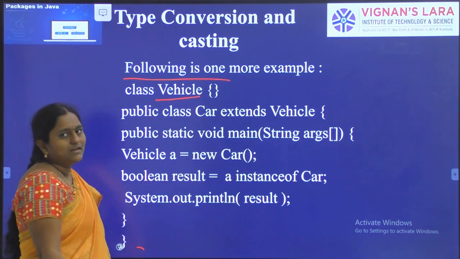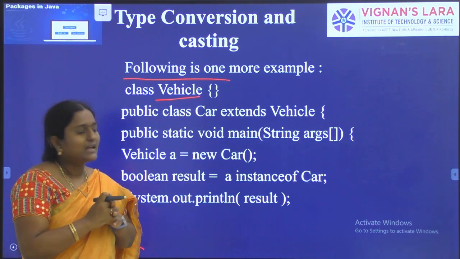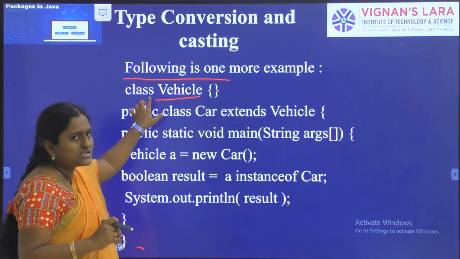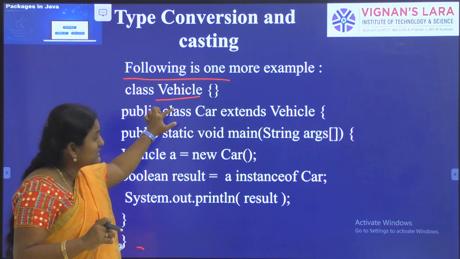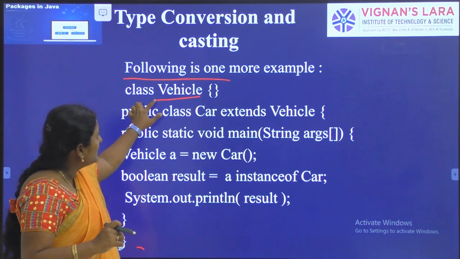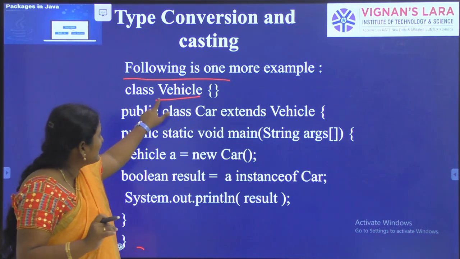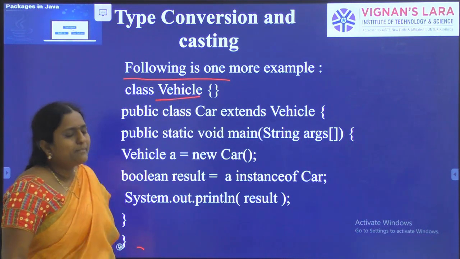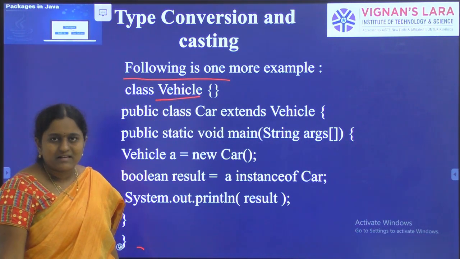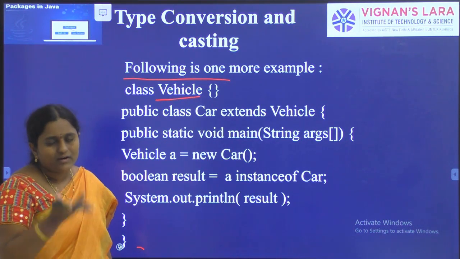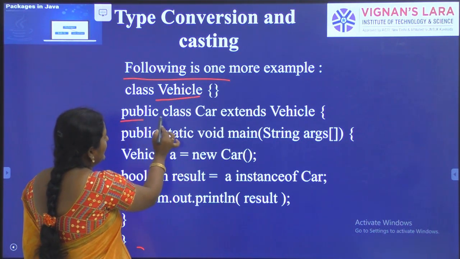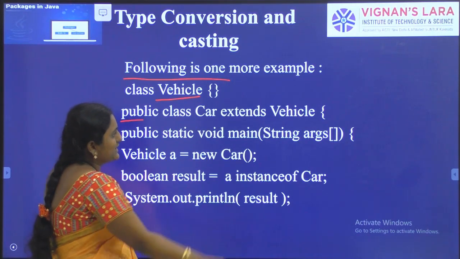Here, Vehicle is the class name. Class declaration generally starts with the class keyword, followed by the class name. Then comes the open curly brace. It is the superclass. Generally we can declare one class, but we can't write any variables and methods here. It is the superclass.